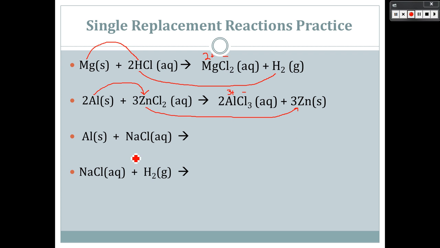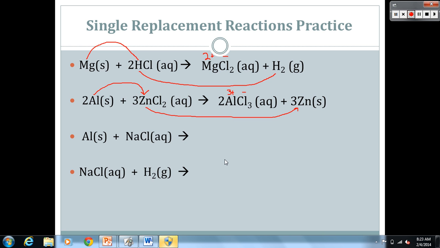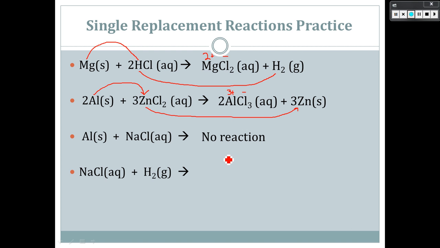Then we look at aluminum and sodium chloride. So let's take a look at our reactivity series again. So in this case, we notice that aluminum is down here and sodium is up here. Sodium is more attractive than aluminum, so chlorine's going to stay with sodium. It's not going to ditch sodium, something that's way cooler than aluminum, for something that's less attractive. That would be silly. So in this case, we see that there's no reaction.